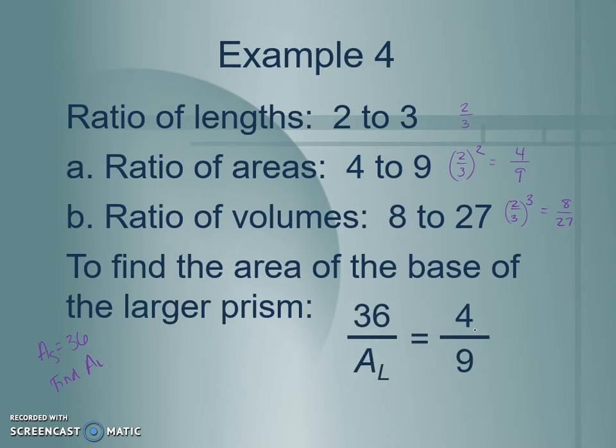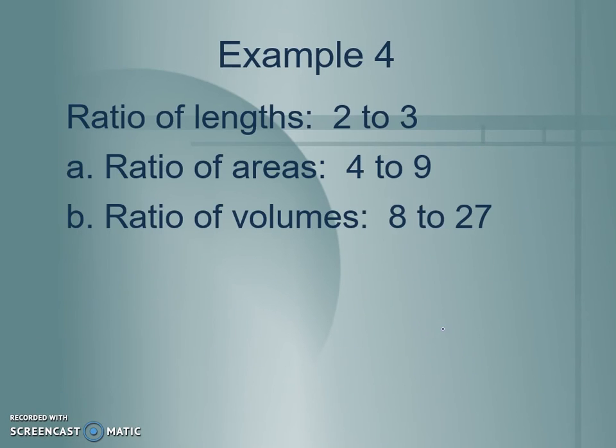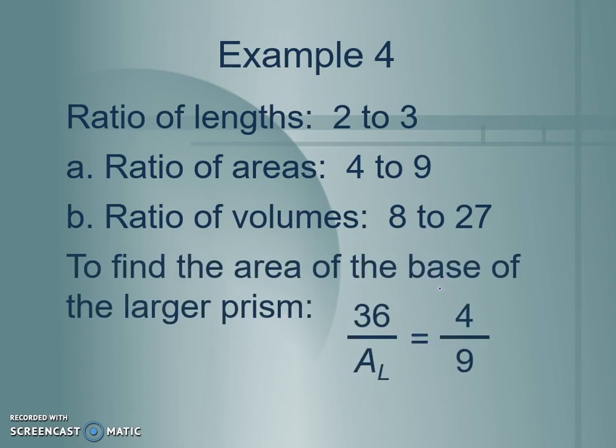So we would use 2/3 squared, which is 4/9. Remember we said that was A1 over A2 equals side 1 over side 2 squared. So we took our sides, we squared them, we plugged in our areas, now we use cross multiplication to solve. And we would get the area of 81 units.